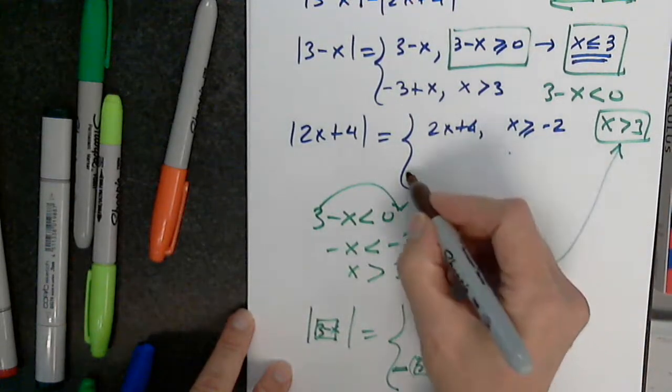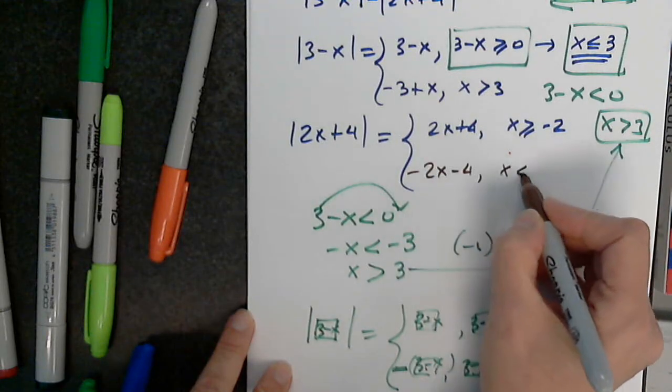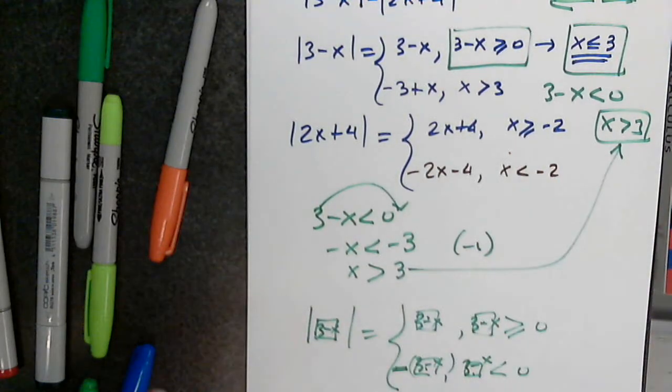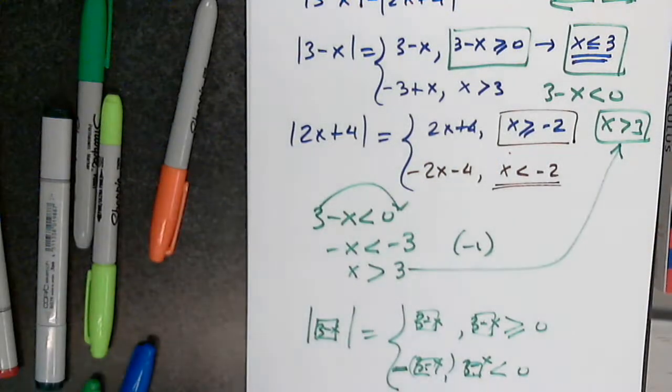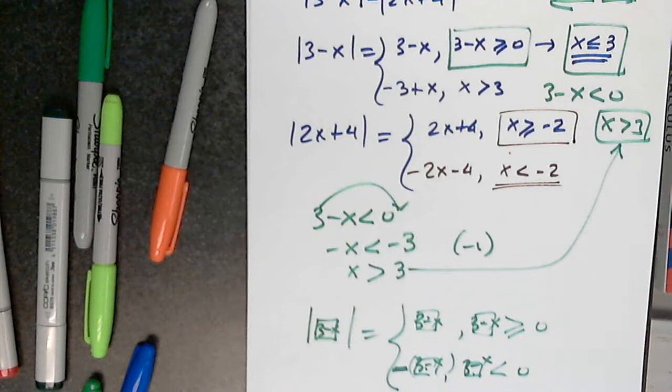Yes. Okay, so then negative 2x minus 4, x less than negative 2. I don't have to do anything. If this one is greater than or equal to negative 2, this must be less than negative 2. Are we in agreement now? Everyone? Andrew? Yes? Okay.